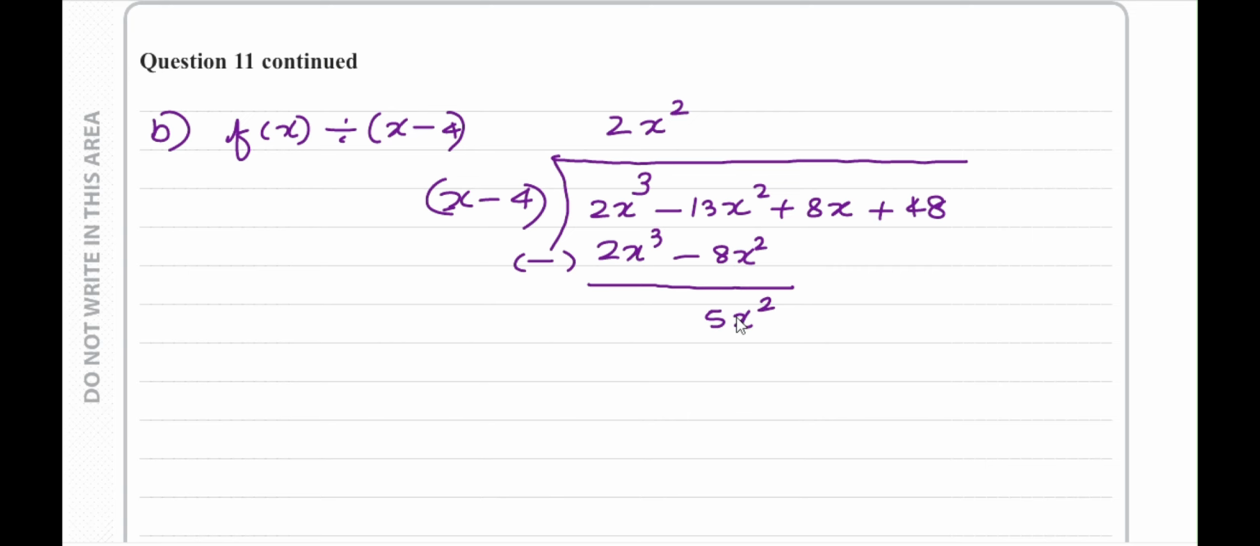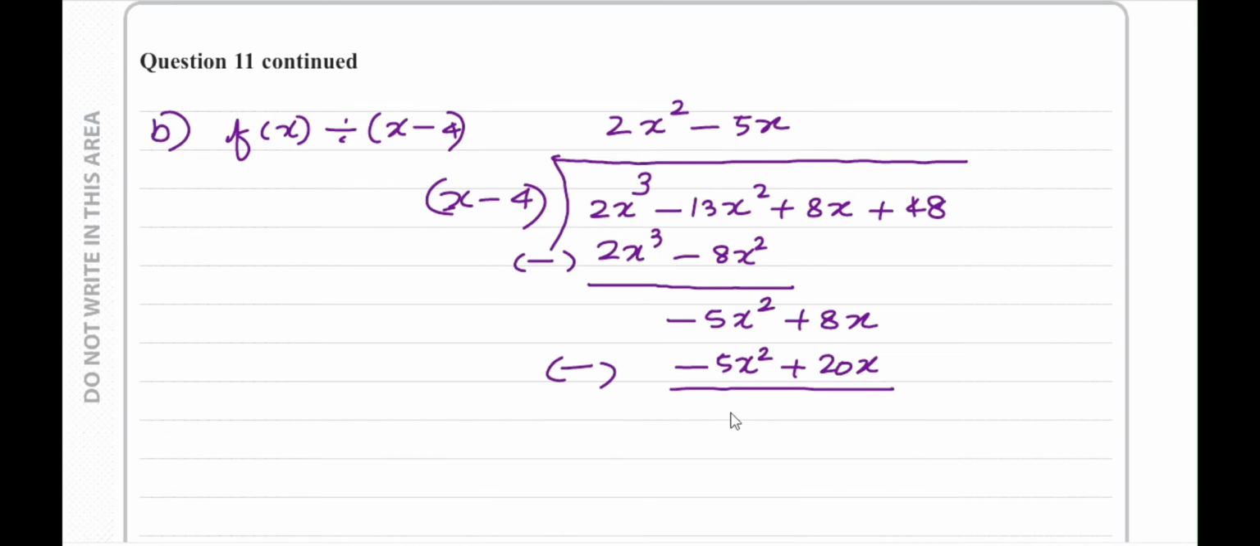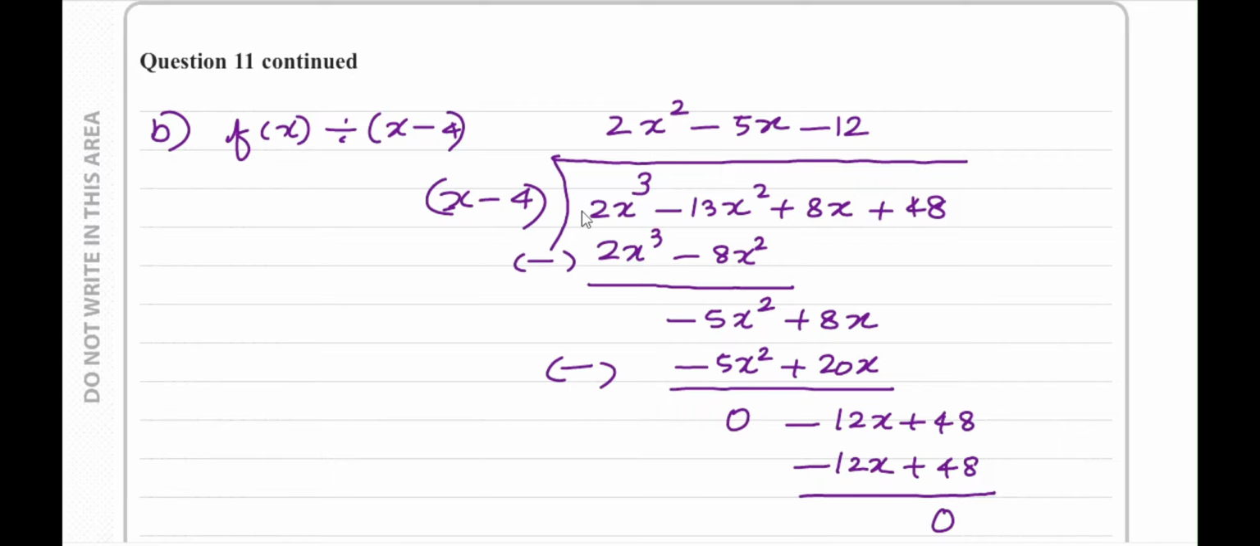5x squared with a minus sign plus 8x. Next will be minus 5x, minus 5x squared plus 20x. Taking that out, we get 0, minus 12x plus 48. It will be minus 12 here. Therefore, minus 12x plus 48. The remainder will be obviously 0 because x minus 4 is a factor.